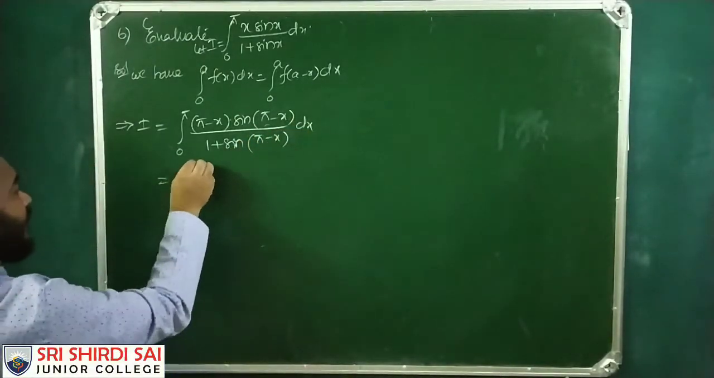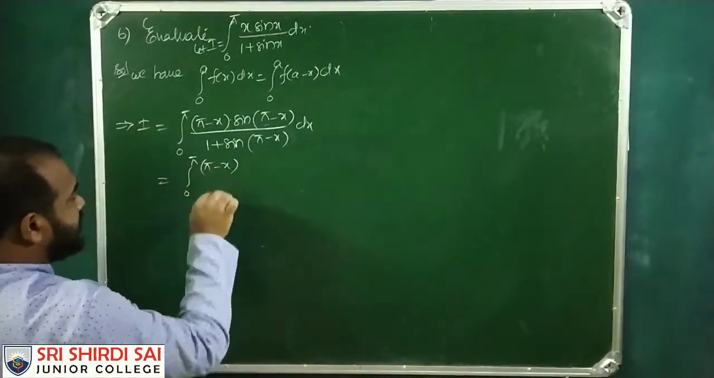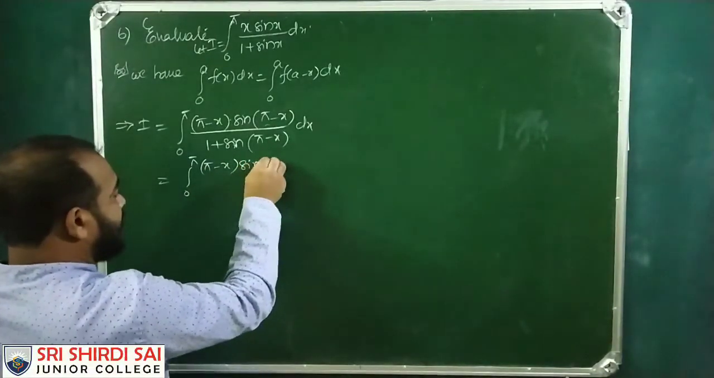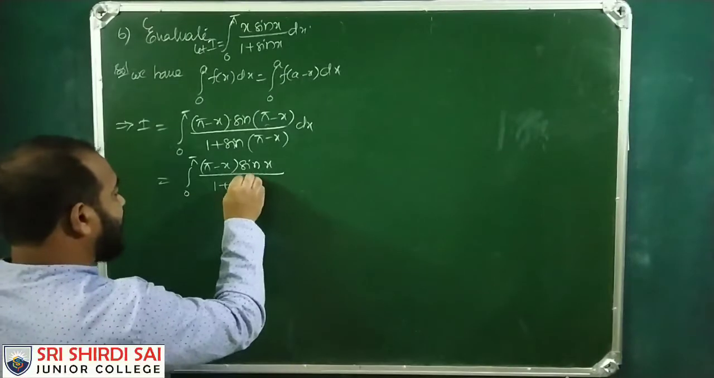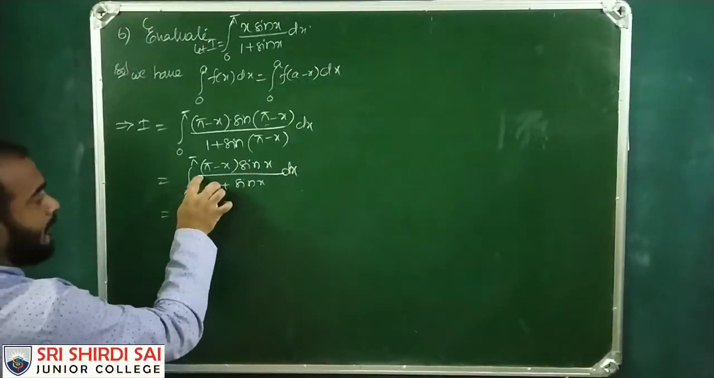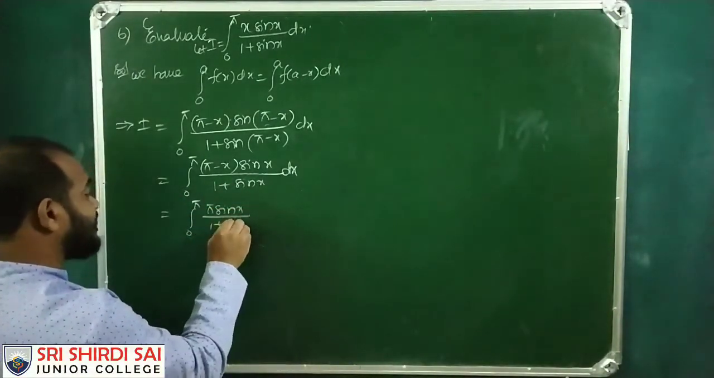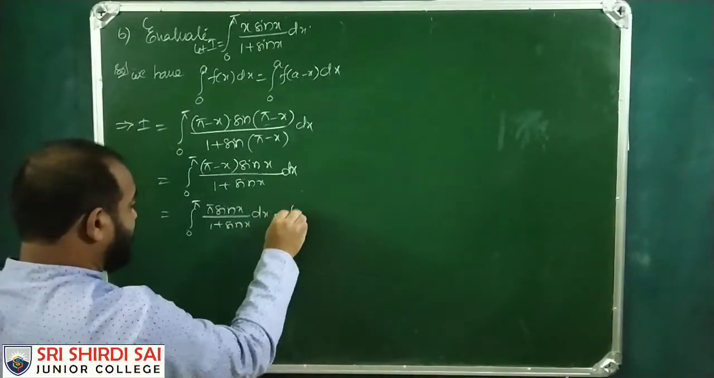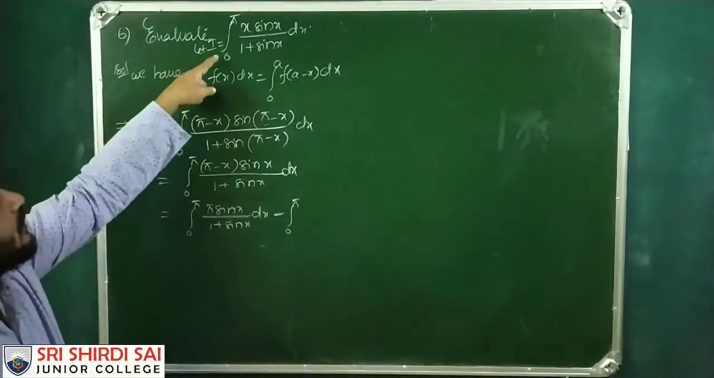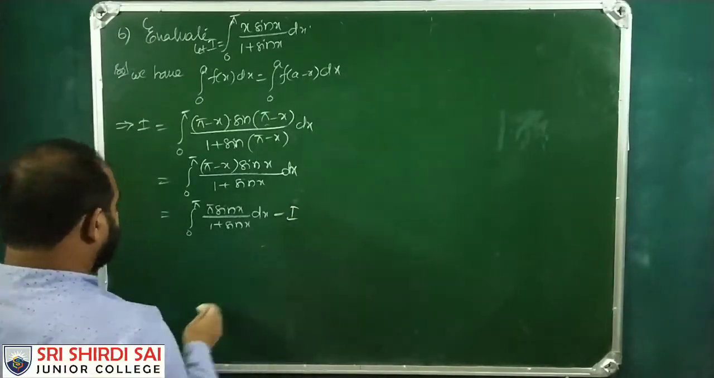So 0 to pi, so pi minus x, sine 180 minus x, second quadrant positive, so sin x by 1 plus sin x dx. So this is equal to 0 to pi sin x by 1 plus sin x dx minus 0 to pi x sin x by 1 plus sin x dx. So this is I. So this is I. So this is all I only.